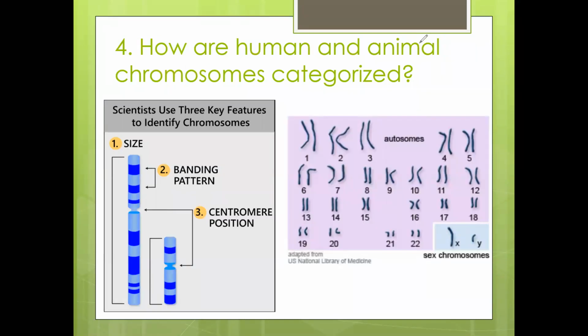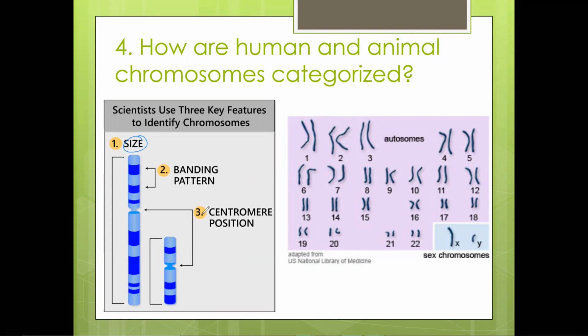How are human and animal chromosomes categorized? So we're going to categorize them in a few different ways. So if this is one chromosome, we are going to categorize those chromosomes by how big they are. There are going to be some banding patterns, which I can show you at some point, but basically chromosomes have little bands on them, and you can see them if you're looking closely enough. And each banding pattern is going to be unique to which chromosome we're talking about.